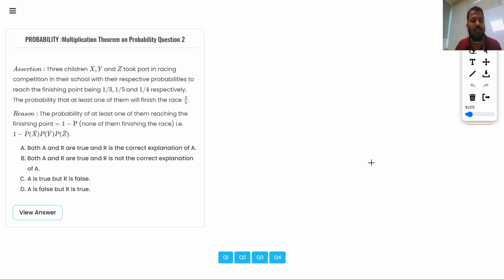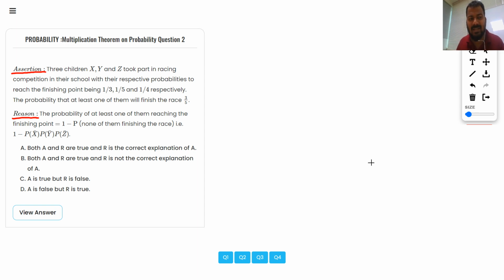Now let's look into the next question. This question is based on assertion and reasoning. So here in this question, in the assertion part, they have said that 3 children X, Y and Z took part in a racing competition in their school with their respective probabilities to reach the finishing point being 1 over 3, 1 over 5 and 1 over 4 respectively. The probability that at least one of them will finish the race is given by 3 over 5. So now in order to simplify this, we'll just try to understand this and solve it a little bit faster, because it's just an assertion and reasoning problem.